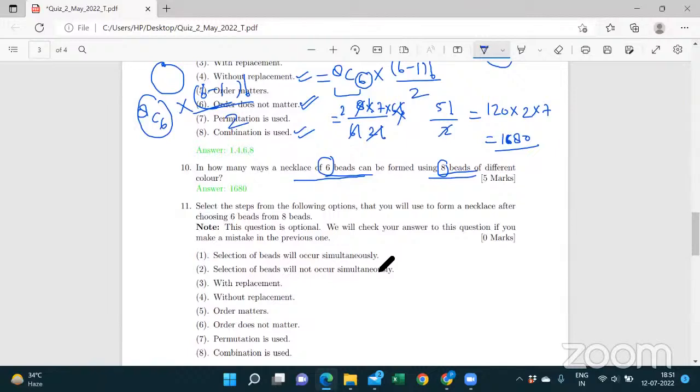Okay, so tell me about the steps. See, the steps are: after choosing the 6 beads from 8 beads, so what will be the steps?